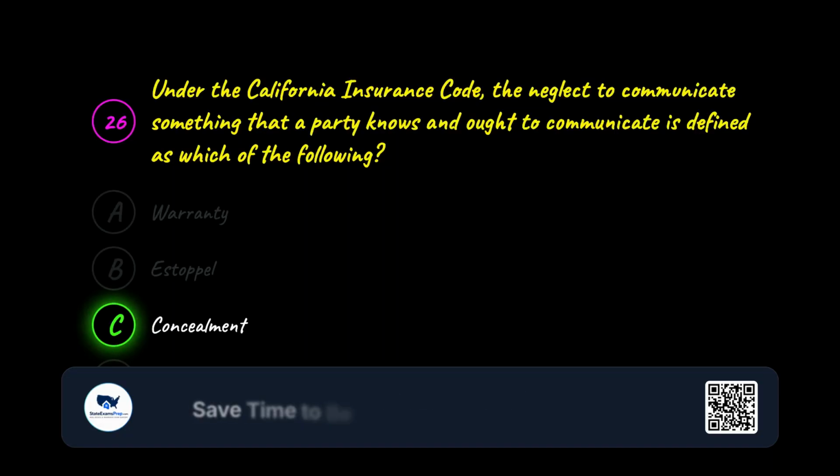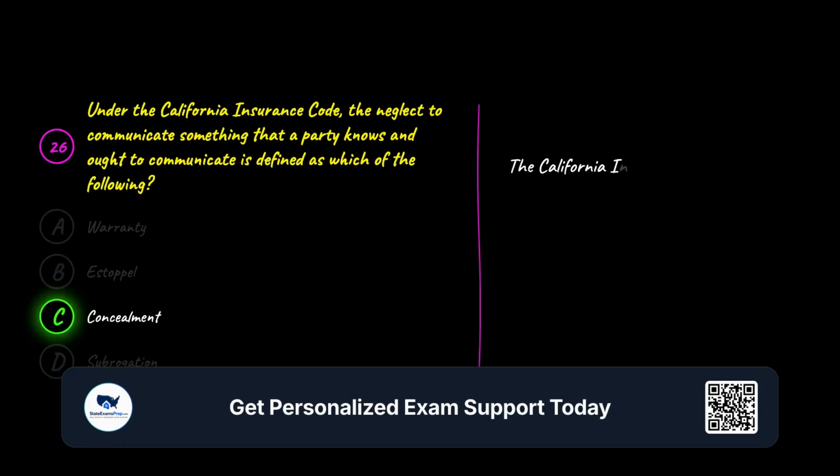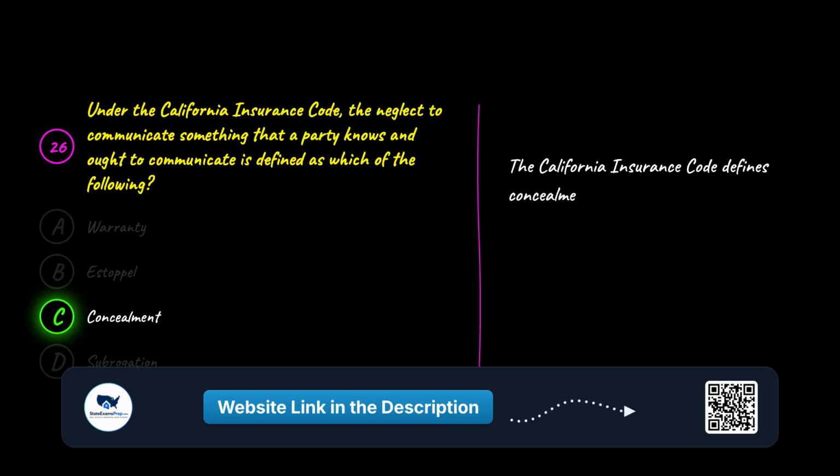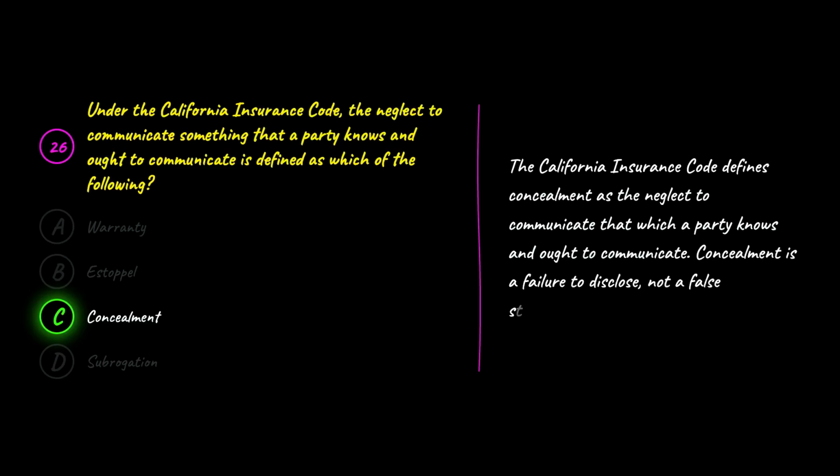The correct answer is C. Concealment. C is correct because the California Insurance Code defines concealment as the neglect to communicate that which a party knows and ought to communicate. Concealment is a failure to disclose, not a false statement.